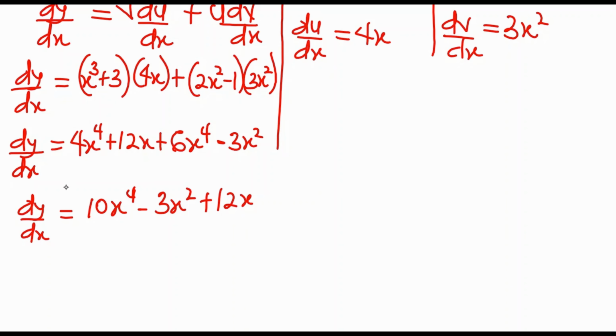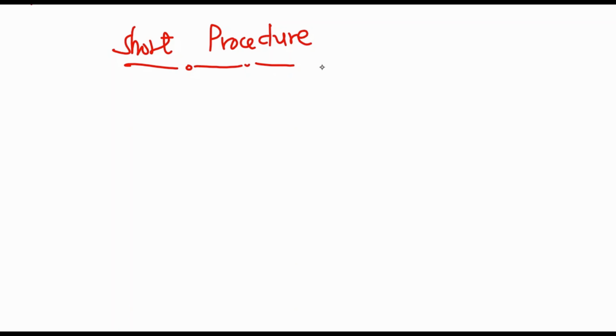We can equally apply the short procedure, and then we look at how best we can solve along with it. So let's continue with the short procedure here. It doesn't mean that when you use the product rule and get the answer, you have to use the short procedure and solve it again. No, just stick to one.